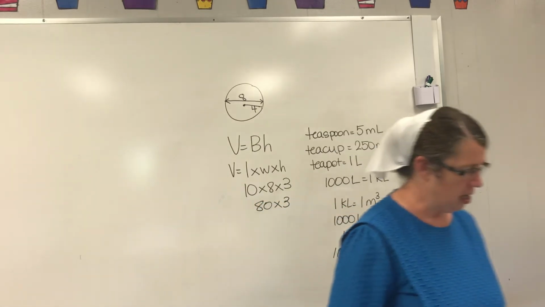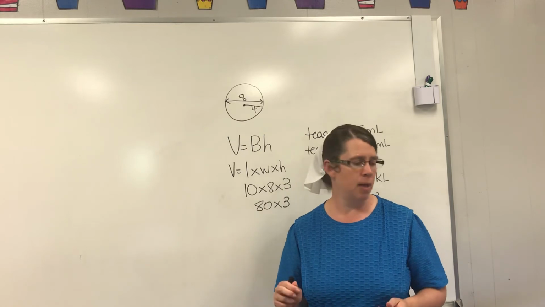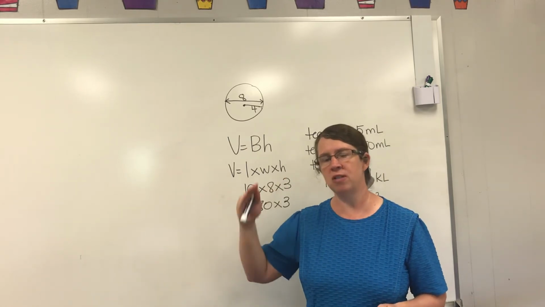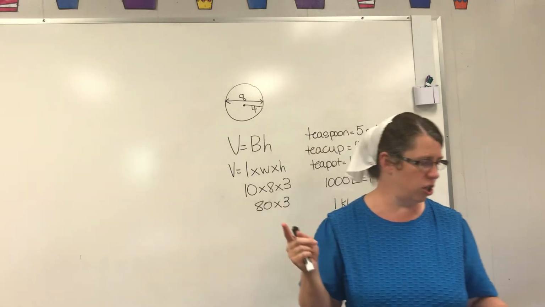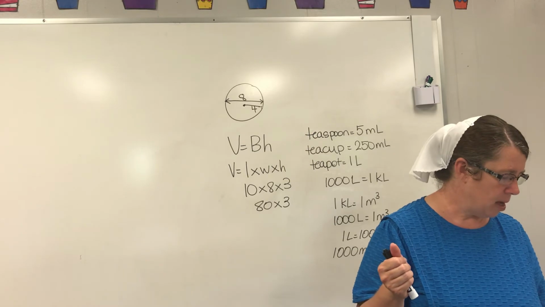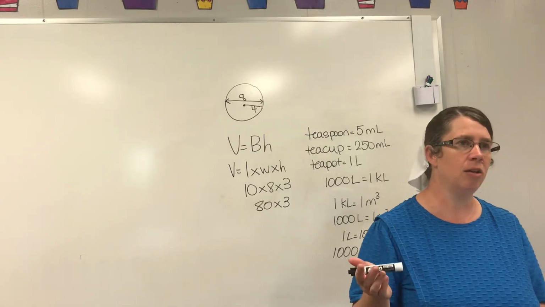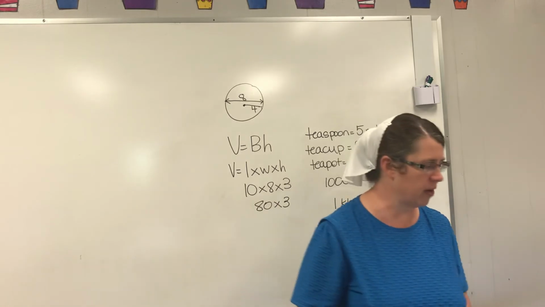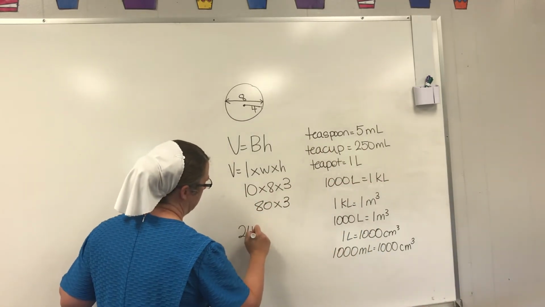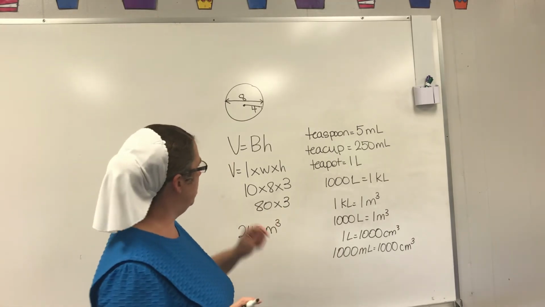That's right. And your label is what? You're figuring volume. It's meters. You went meters times meters times meters. Meters cubed, yes. Now, give the capacity of the box in kiloliters. All right, so we've got 240 meters cubed. We have to put it into kiloliters.